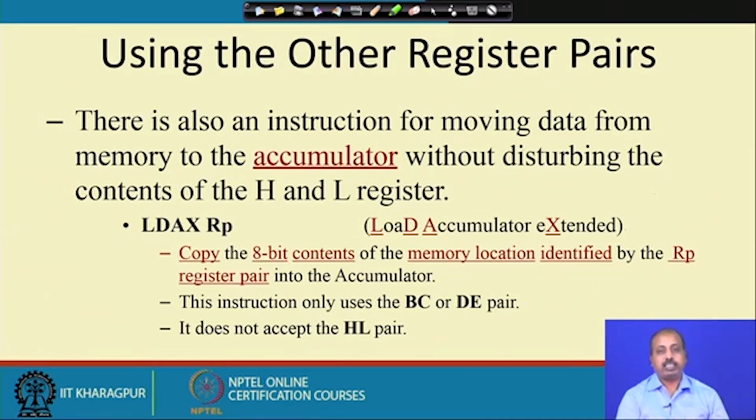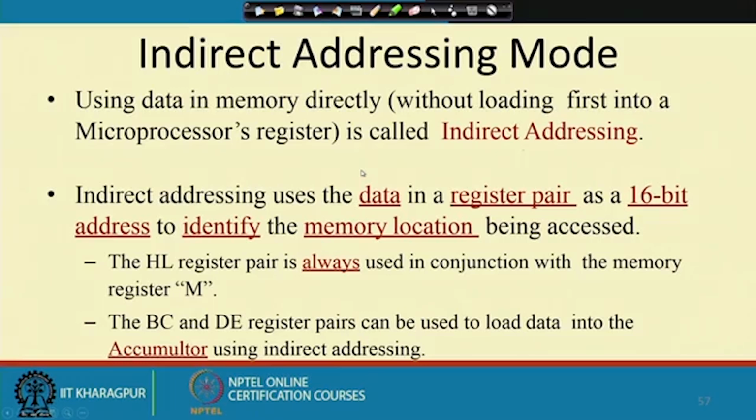So, the HL pair is used for indirect access by which you can get the content of some memory location into some register, and this LDAX is another indirect access where the content of the BC and DE pairs can be used as the indirect address. So, this gives rise to something called the indirect addressing mode.